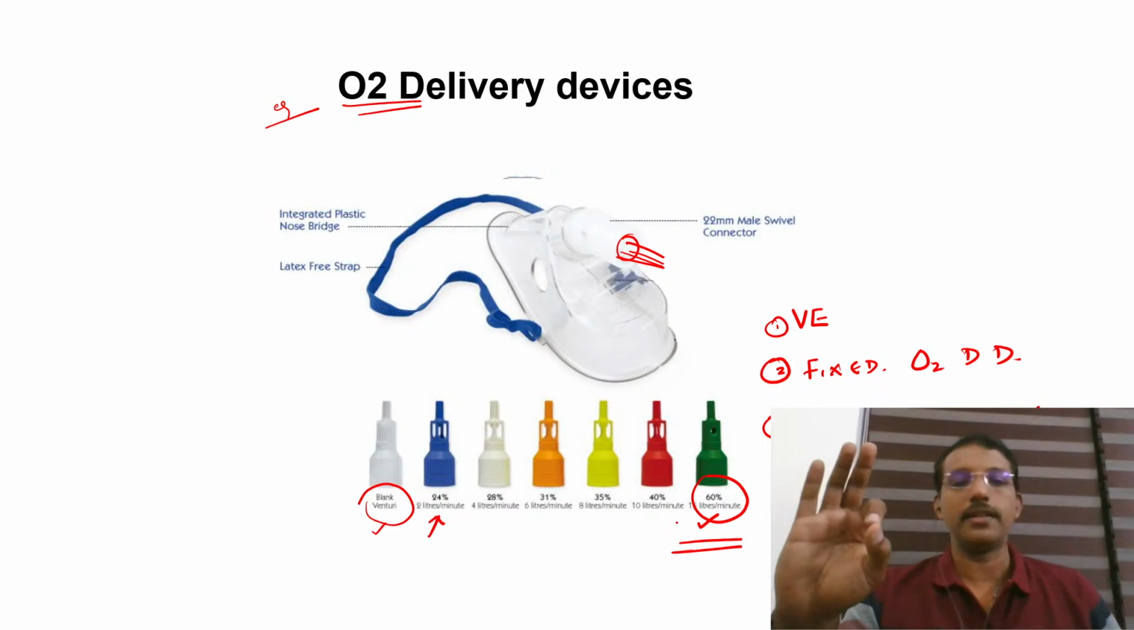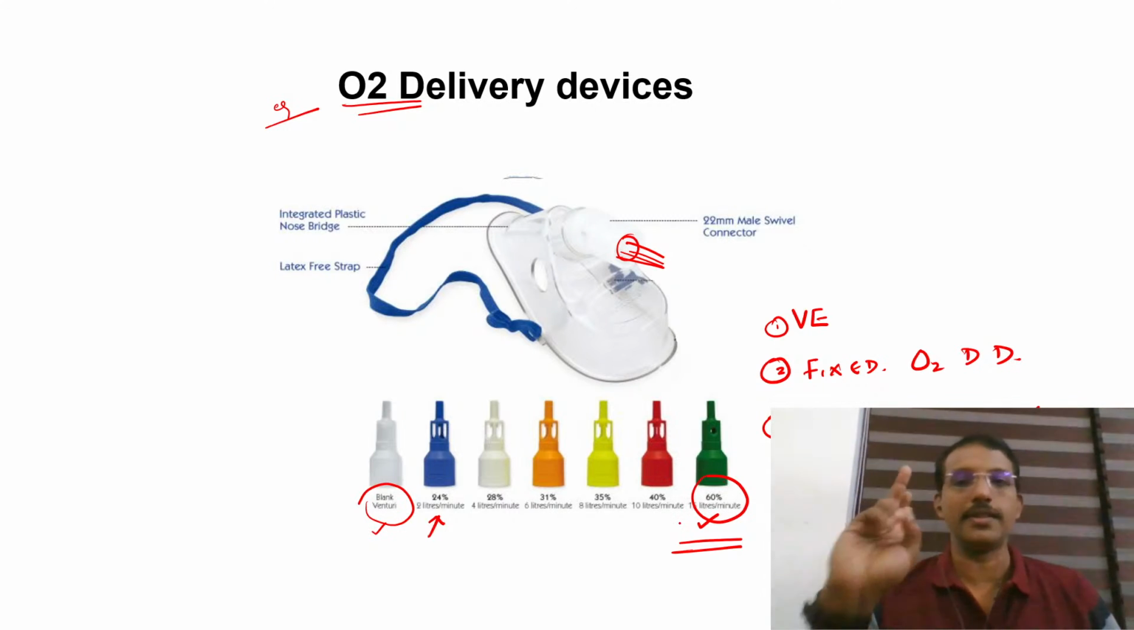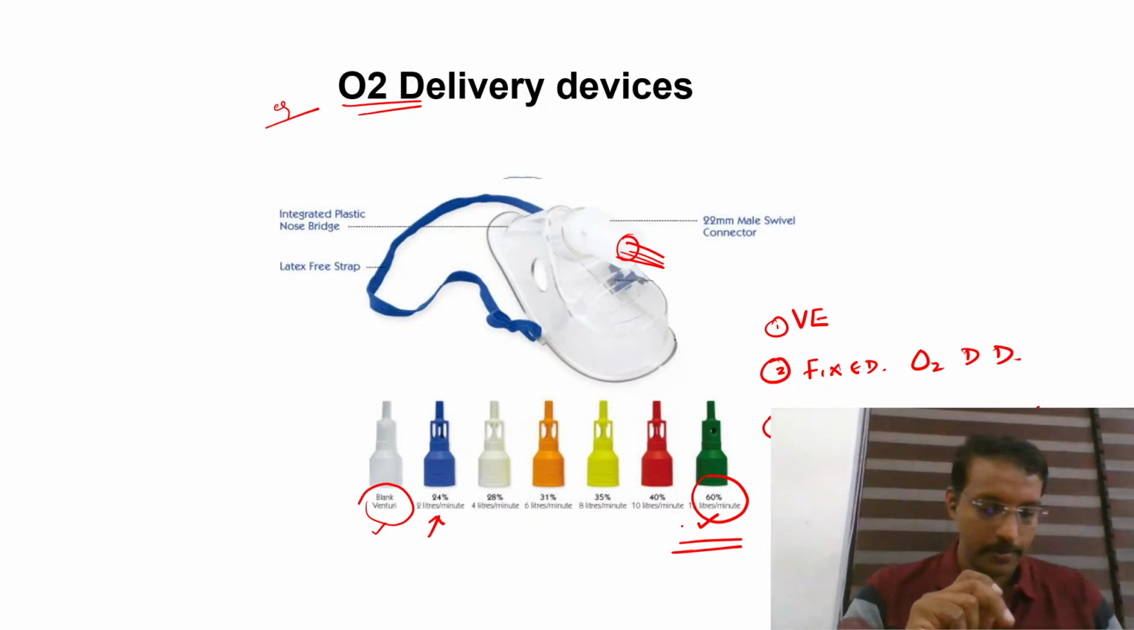The commonest question that they ask is how much is the maximum percentage which you can deliver with a Venturi device, which is 60%. I hope it is clear, Anupam.